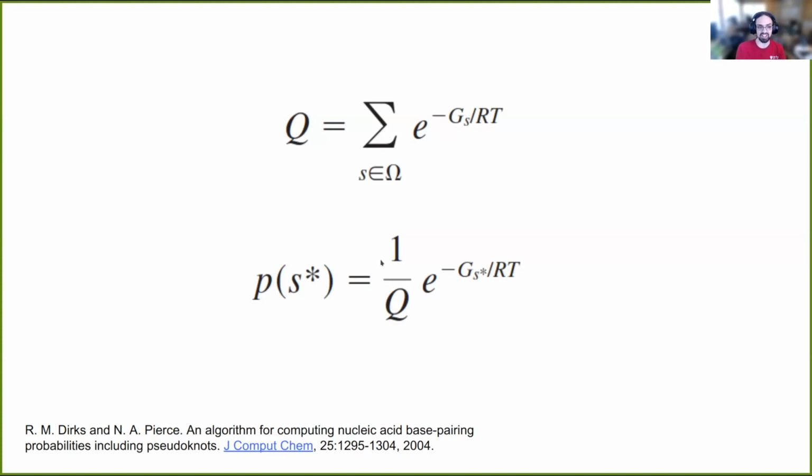And then we can use that in this bottom equation to say, hey, if we have a particular structure, we can take the Boltzmann factor of that structure and compare it to the output of the partition function, so all the structures, and then that's going to be the probability that that structure shows up, right?